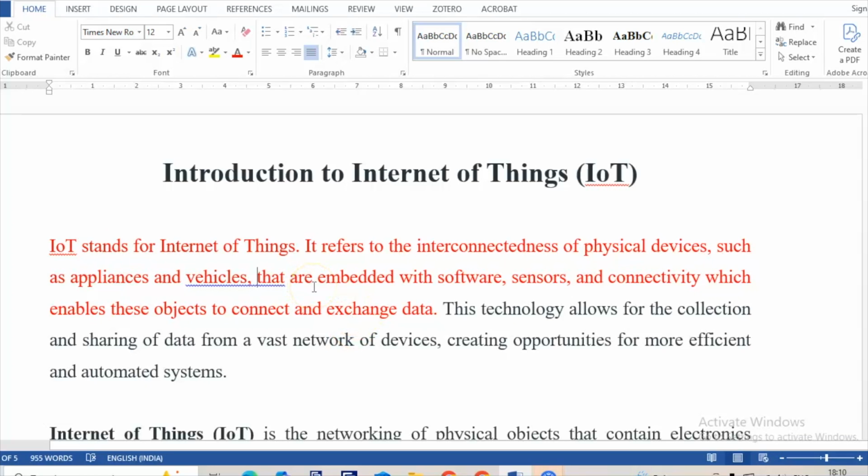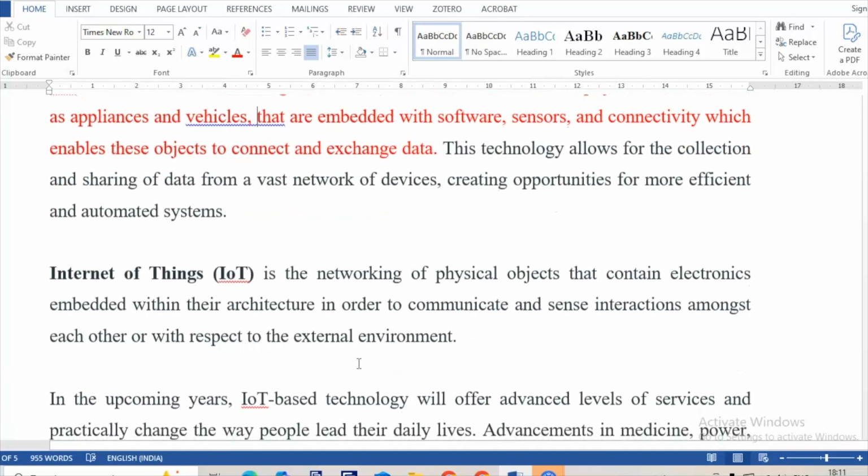Introduction to Internet of Things. We all know IoT stands for Internet of Things. It refers to the interconnectedness of physical devices such as appliances and vehicles that are embedded with software, sensors, and connectivity, which enables these objects to connect and exchange data. This technology allows for the collection and sharing of data from a vast network of devices, creating opportunities for more efficient and automated systems. We can define Internet of Things as follows.